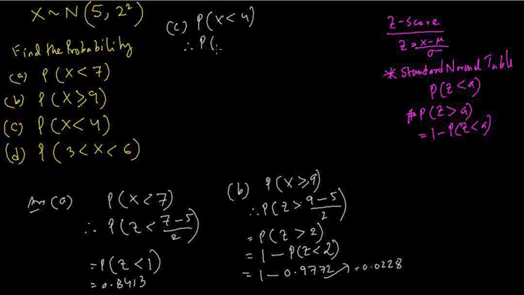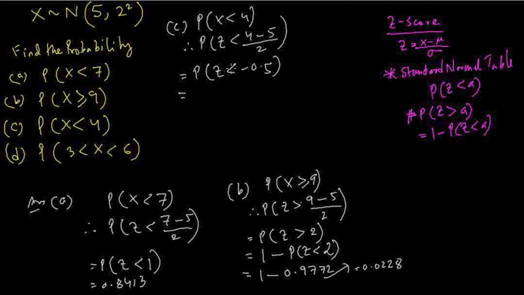So the z-score is going to be probability of z is less than 4 minus mu, which is 5, divided by 2. So it's obvious this is going to be negative. So z is less than 4 minus 5 is minus 1. Minus 1 by 2 is minus 0.5. So this is going to be negative. Now less than is alright. It is cumulative, but it is negative. Remember, the table is cumulative and it is positive values.